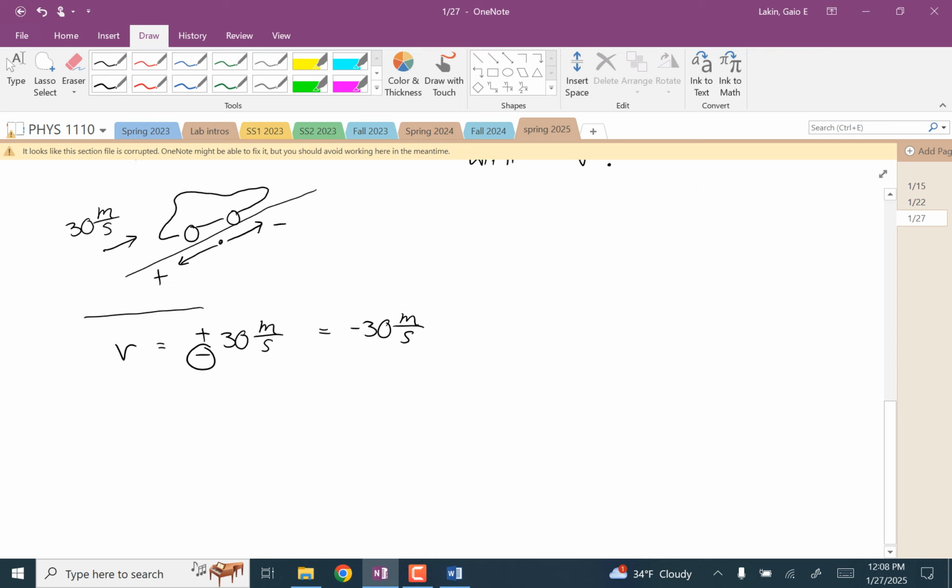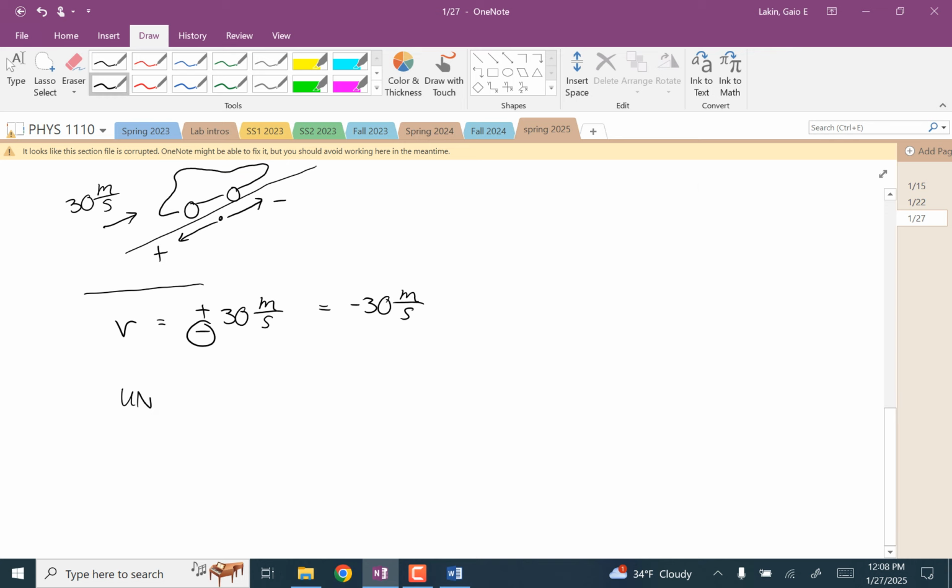Okay. The units for velocity are the same as the units for speed. It's always units of length divided by units of time. And that means that the SI units are meters per second.